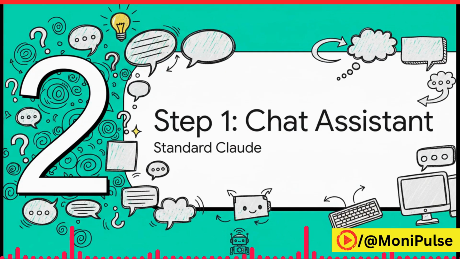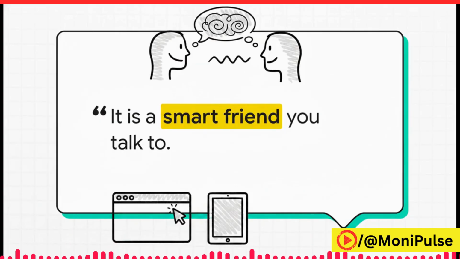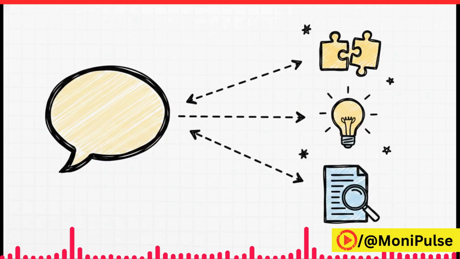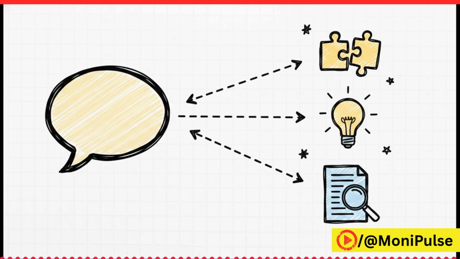Which brings us to step one, the conversational assistant, Standard Claude. Let's look at the tool you're probably most familiar with. I absolutely love this description from our source material. Standard Claude is essentially a smart friend you talk to. You jump on the website or the desktop app, and it operates in a straightforward chat format. You speak to it, and it speaks back. Simple as that. Now, because it operates in that isolated chat bubble, it only knows what you explicitly tell it or paste into the chat. And honestly, that makes it absolutely perfect for reasoning through a messy problem, brainstorming ideas, or drafting those tricky emails you've been putting off. It's safe, it's isolated, and it is brilliant at conversation.